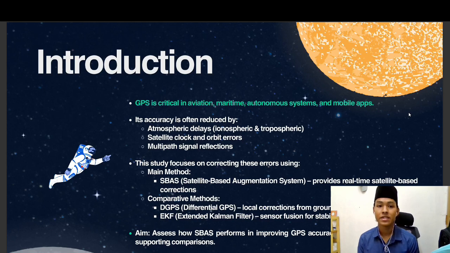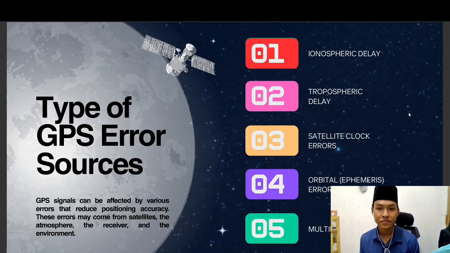First, introduction. GPS is critical in aviation, maritime, autonomous systems, and mobile apps. Its accuracy is often reduced by atmospheric delays, satellite clock errors, and multipath signal reflection. The study focuses on correcting these errors using the main method, which is SBAS, satellite-based augmentation system, with the comparative methods DGPS, differential GPS, and EKF, extended Kalman filter. Our aim is to assess how SBAS performs in improving GPS accuracy, with DGPS and EKF as supporting comparison.